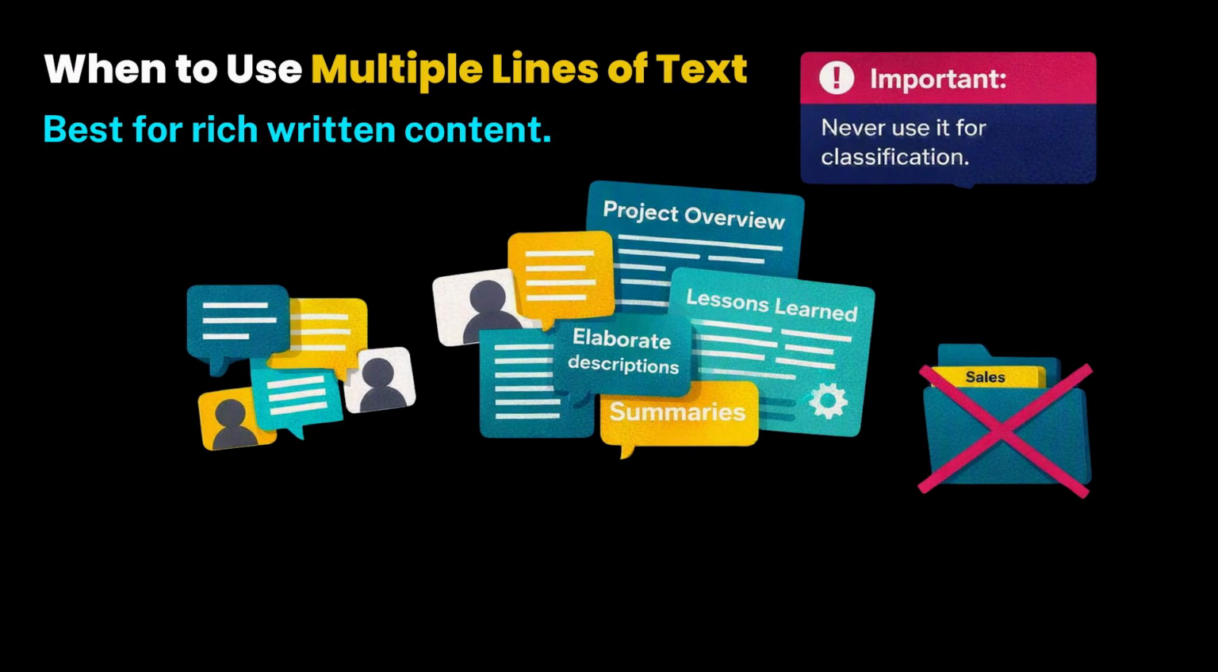Multiple lines of text is designed for something completely different. This is where you want people to provide richer, written information, such as comments, detailed notes, project summaries, descriptions, or lessons learned are really good examples. What you generally don't want to do is use a big text field as a classification system. If you need to filter, group, report, or consistently categorize information, you're usually better off using structured metadata. Think of multiple lines of text as context rather than classification.